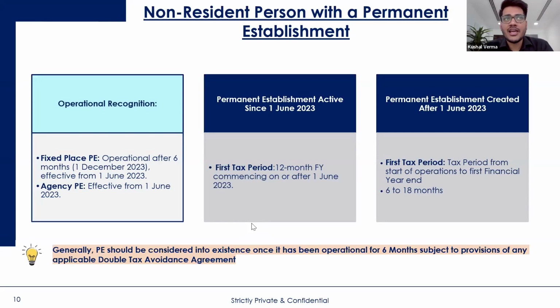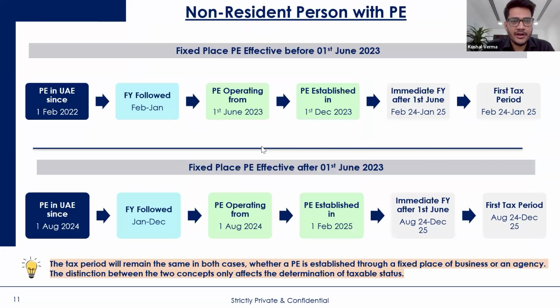But for the entities that created PE after 1st June 2023, the tax period will start from the date of start of their operations to the end of their first financial period, and it can range from 6 to 18 months. Generally, as per UAE law, the operational period is 6 months for a fixed place of business, but if the DTA, the double tax avoidance agreement, has certain other provisions regarding this period, then the DTA will apply for determining the permanent establishment.